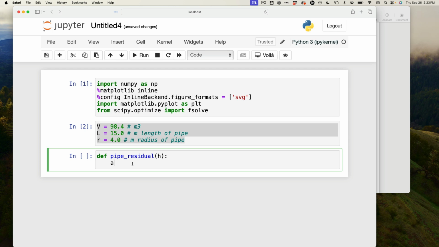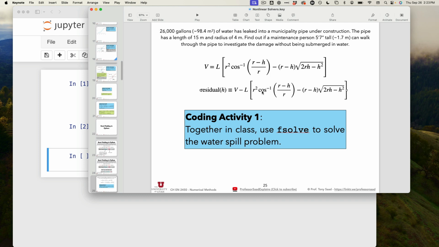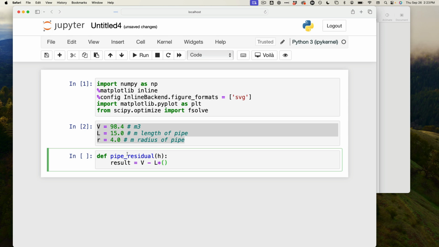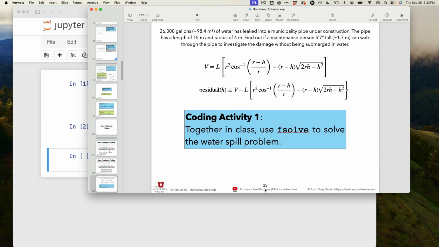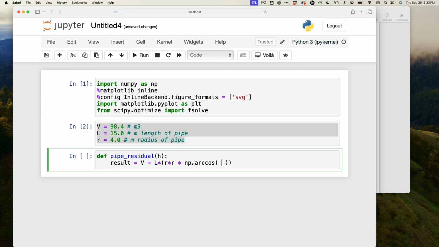I'm going to say result equal V minus L times R squared times inverse cosine of R minus H over R. So I have R squared times inverse cosine. That's going to be arc cosine. There's no inv cosine. Most libraries call them arc cosine, and you can use the one from SciPy or from NumPy. Arc cosine. Now for arc cosine, I need R minus H over R, so I need another parentheses, R minus H over R.